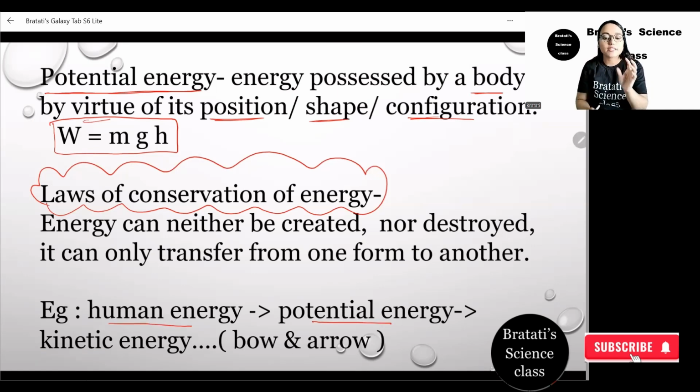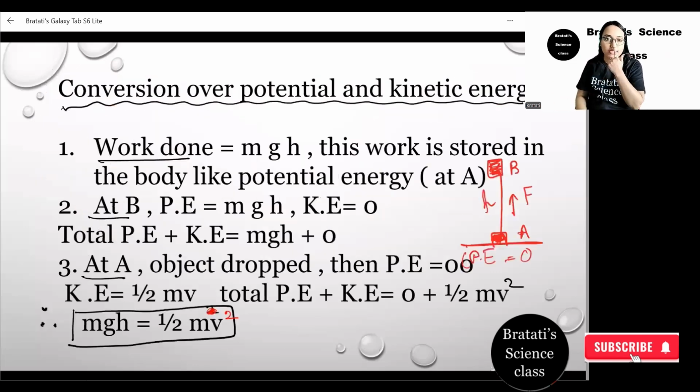For example, consider the bow and the arrow. What do we do? We hold the bow. Now at rest, what is the energy? It's zero. Human energy becomes potential energy when we pull the string. When the string is released, the arrow starts moving forward and gets velocity, that is the kinetic energy. So potential energy is transferred to kinetic energy.